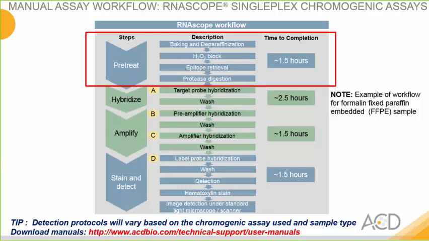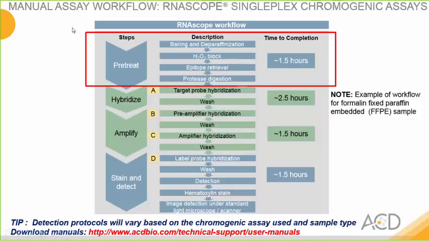The other point to pay attention to is that, just like the sample fixation part, we have different pretreatment guidelines for different tissue types: FFPE, fresh frozen, fixed frozen, or cultured cells. It also depends on whether you're running the chromogenic or fluorescent assays. Therefore, it's really important that you have the appropriate user manual for your specific sample type and assay type before starting the assay.